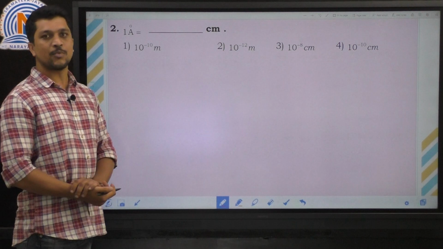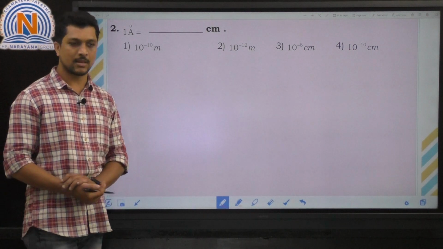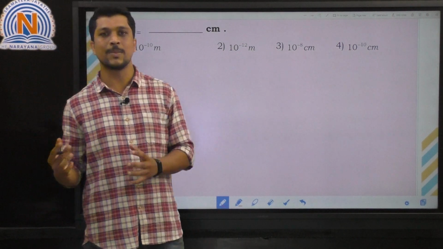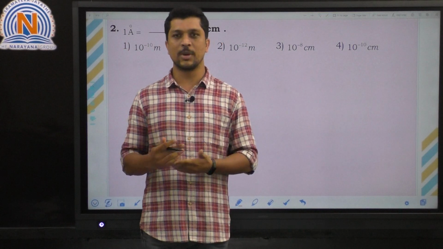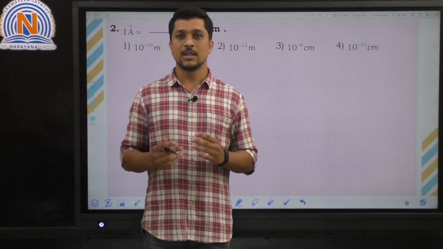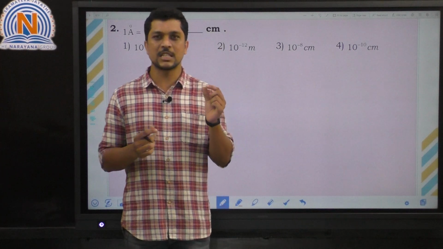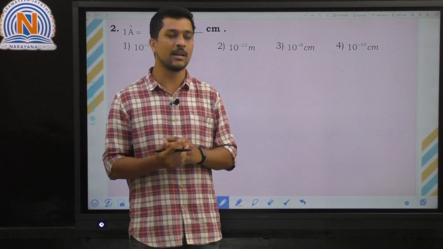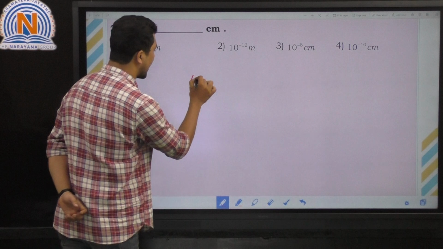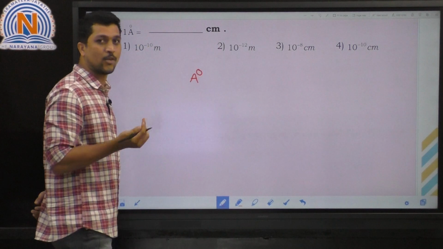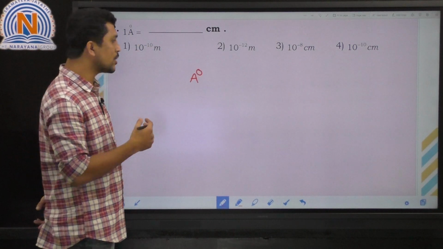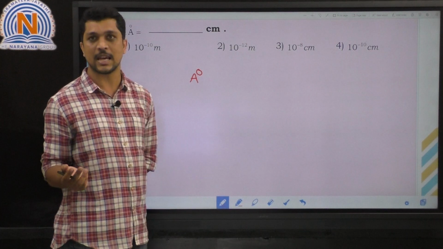So 1 angstrom unit equals how many centimeters? Generally length is measured in meters, kilometers, centimeters, millimeters, like that. Very tiny, very small lengths are generally measured in angstroms or nanometers. These angstroms we can convert into centimeters as well as meters.